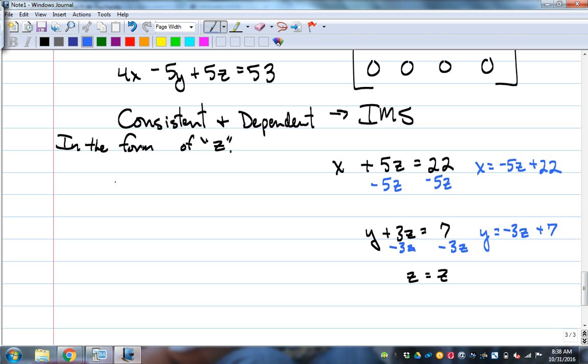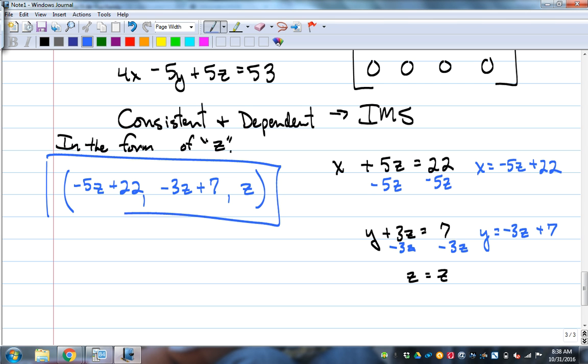So what you end up with is this set of values, like an ordered triple. In the x position, you're going to write negative 5z plus 22. In the y position, you're going to write negative 3z plus 7. And in the z position, you're going to write a z. And that's your ordered triple. If you picked a z value, you could find an x value and a y value that goes with it. Okay?